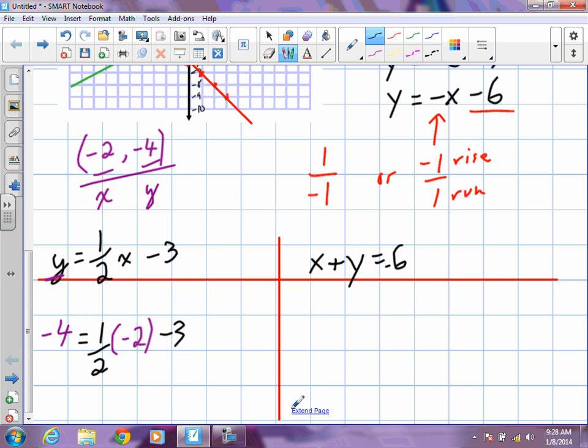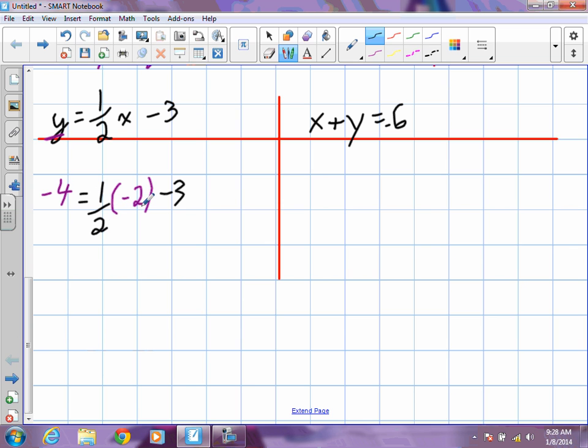So what is 1/2 times negative 2? Negative 2 over 2, which is? What is negative 2 divided by 2? Anyone know? Yeah, negative 1. Okay, so this is negative 1 minus 3 is equal to negative 4. What is negative 1 minus 3? Negative 4. So, does the left side equal the right side? Yes, that checks out. In other words, that point exists on that line.